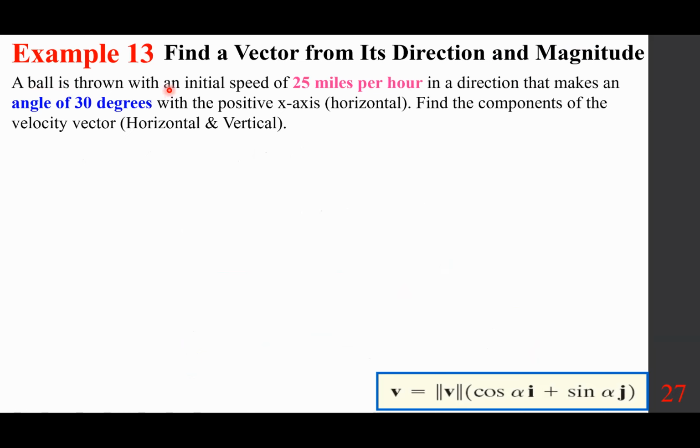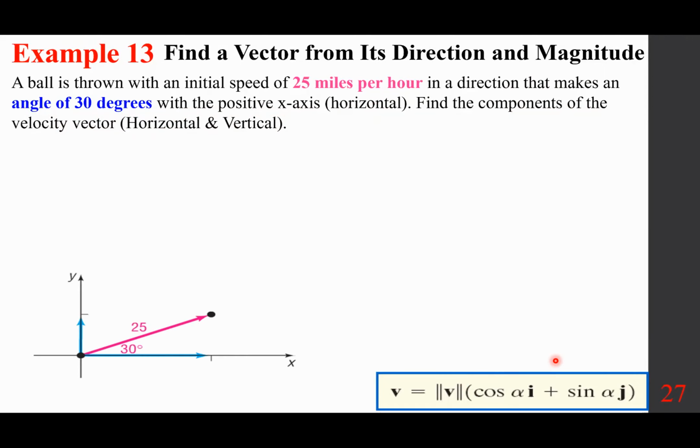A ball is thrown with an initial speed of 25 miles per hour in a direction that makes an angle of 30 degrees with the positive x-axis, horizontal. Find the components of the velocity vector, horizontal and vertical. And again, reminding everybody about the formula: V is the magnitude of V times cosine alpha i plus sine alpha j, and we are interested in finding their components.